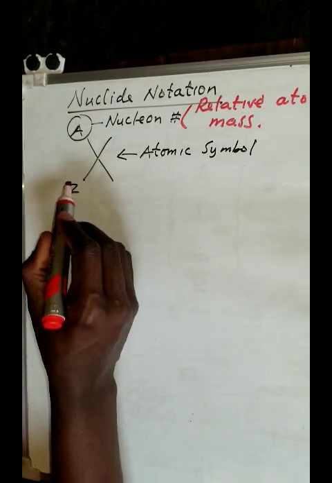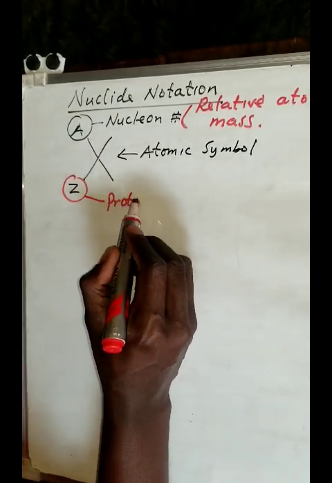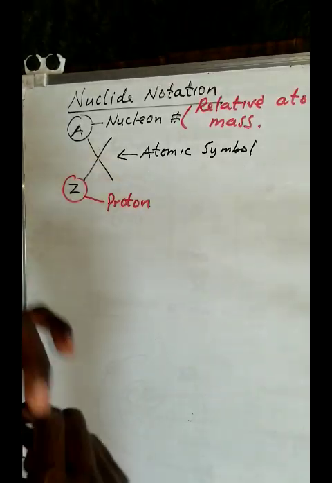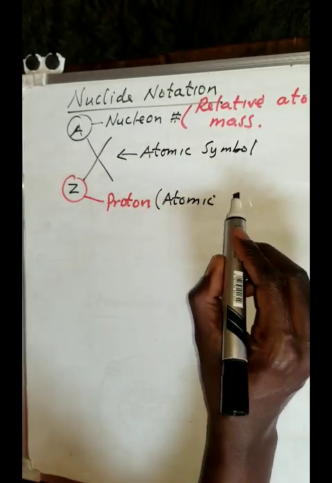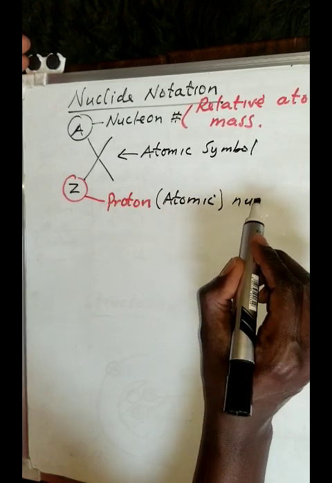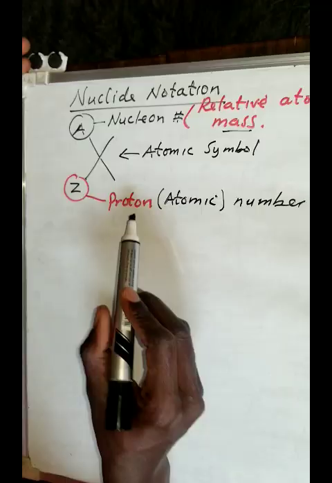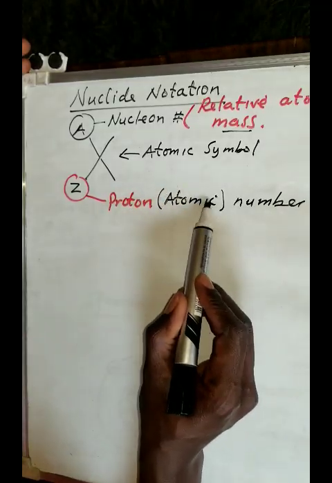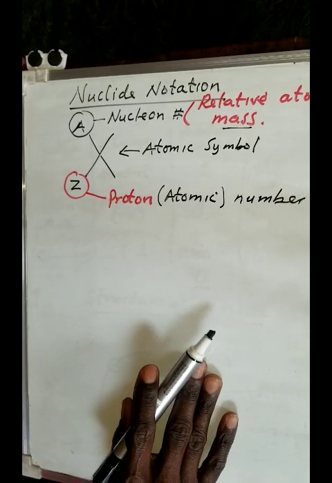Then the number at the bottom there, the smaller number, this is what we call the proton number, and sometimes the proton number, like I said, is called the atomic number. So please do not confuse the relative atomic mass and the proton or the atomic number. Those are two different things. So you need to remember that.